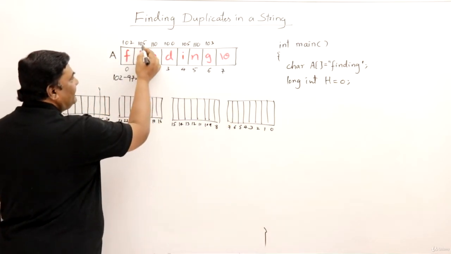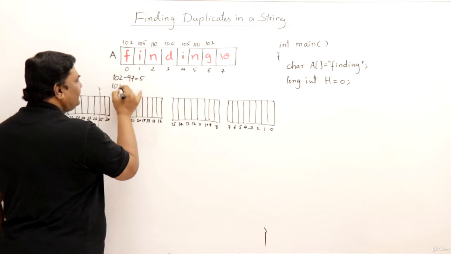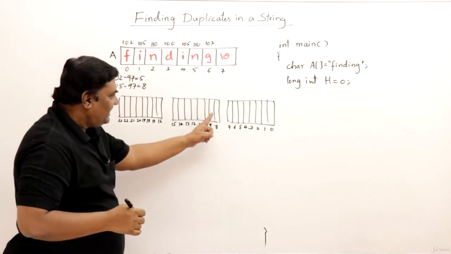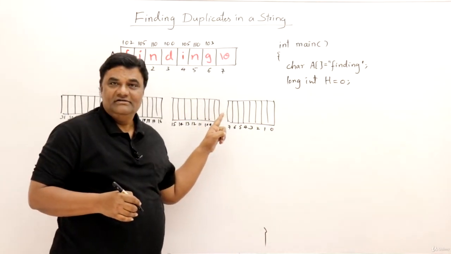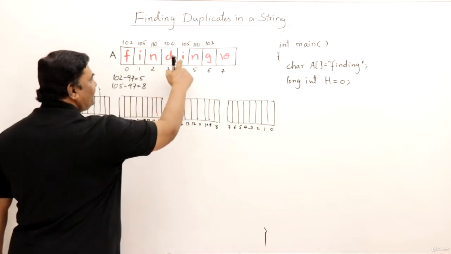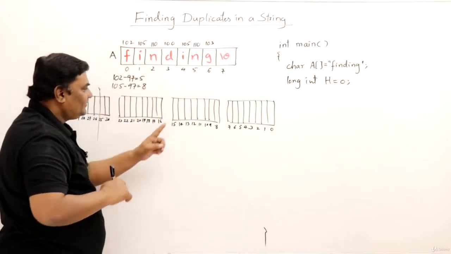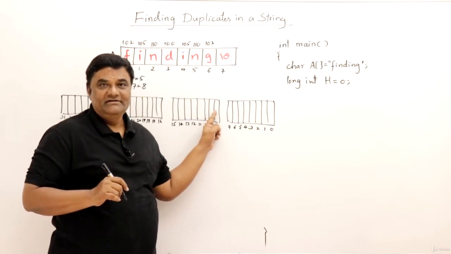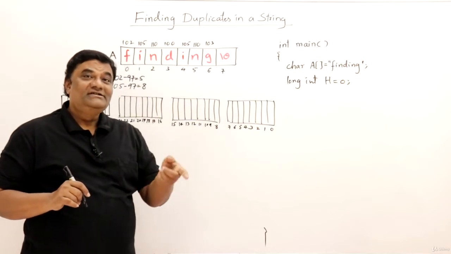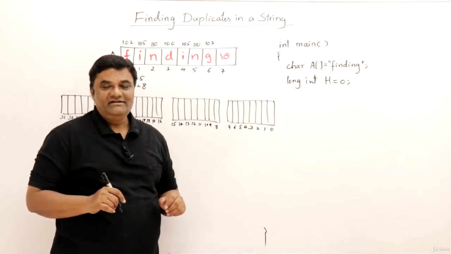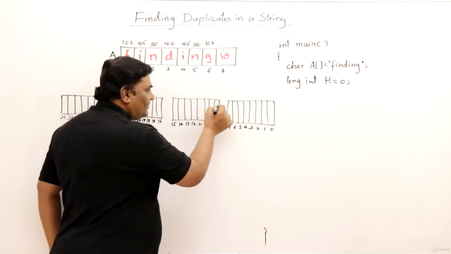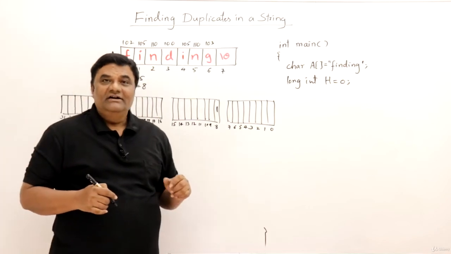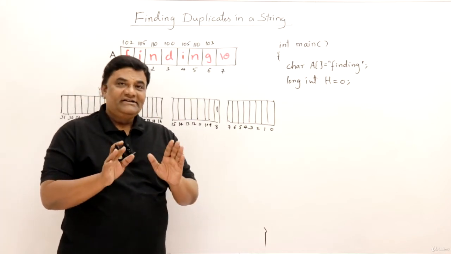And for this i, it is 105. So 105 minus 97 gives 8. So we'll set this 8th bit on, right? Next time when we come to this i, again it is 8. So we will go and check the 8th bit. It's already on, so i is duplicated. So before setting it on, we will check whether it's already on or not, right? How do you check whether that bit is already on or not? By performing masking, ANDing. Yes, then we know that it is already on. If it is already on, then we say it's a duplicate.